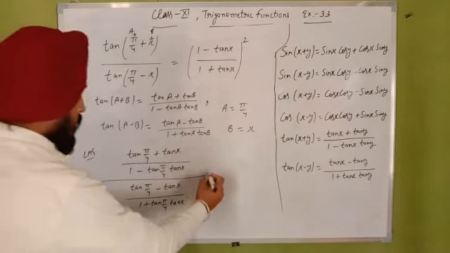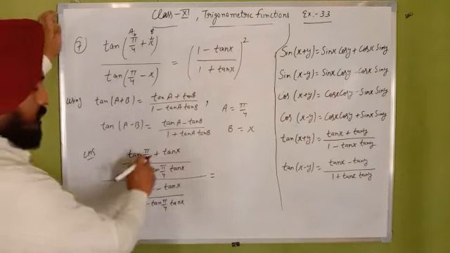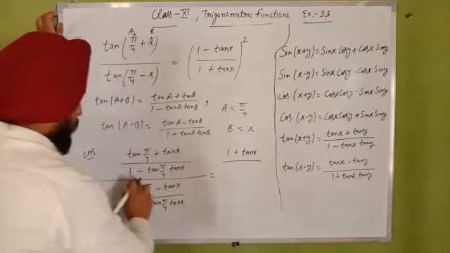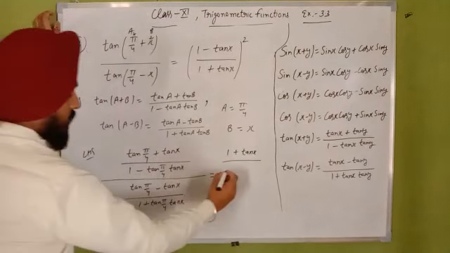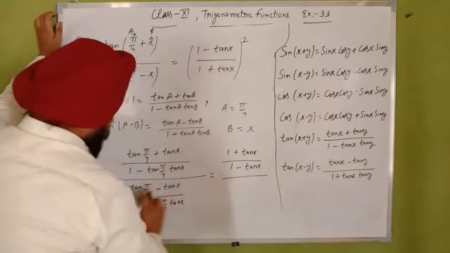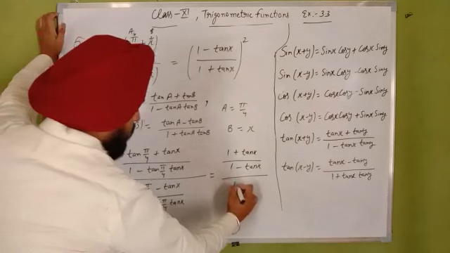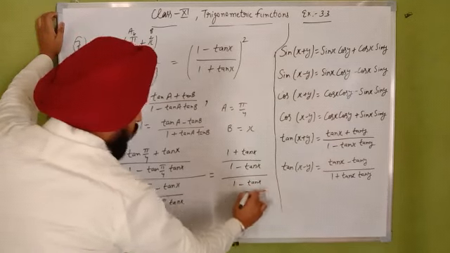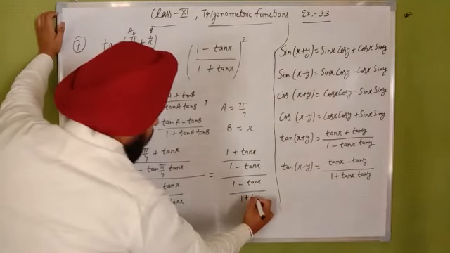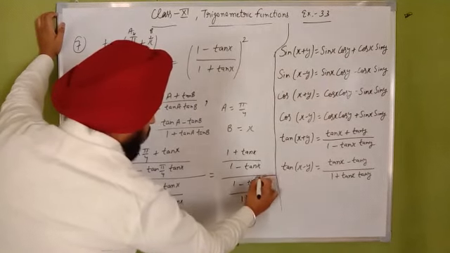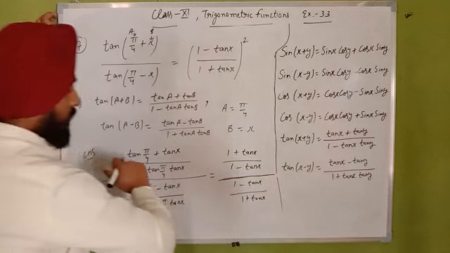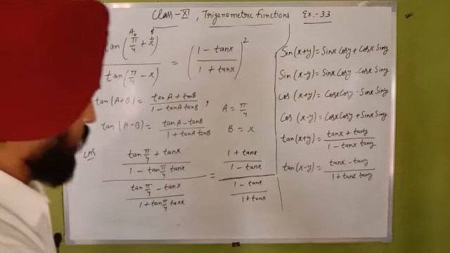Tan pi/4, we know that it is always equal to 1. So (1 + tan x) upon (1 - 1 into tan x), that means 1 - tan x, over (1 - tan x) over (1 + 1 into tan x), that means 1 + tan x. Clear? Now you have to take the reciprocal of the denominator and multiply it by the numerator.